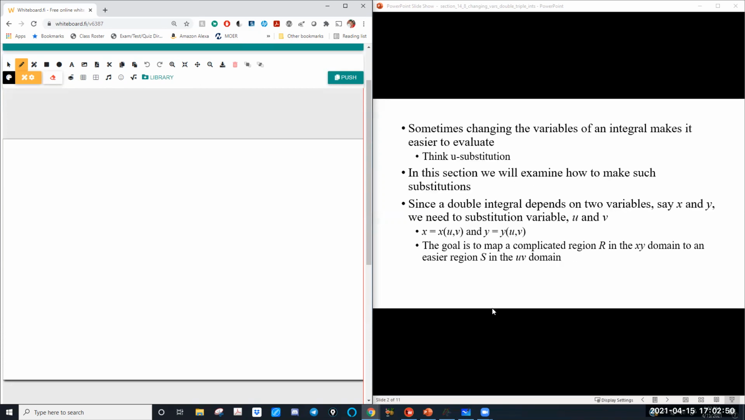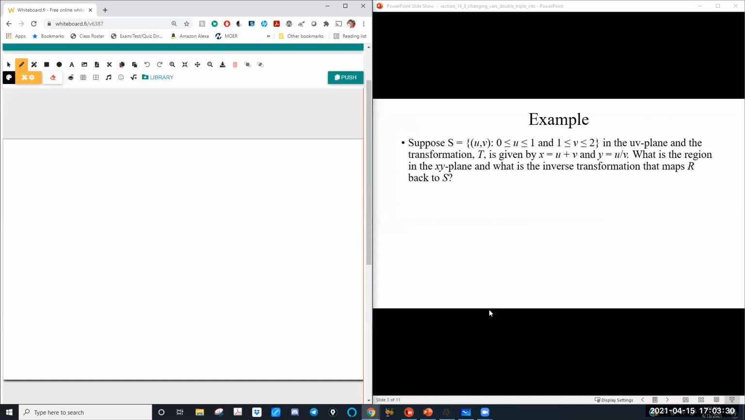All right, so basically, same idea as when we introduced polar, cylindrical, and spherical. Sometimes these other systems, or sometimes making these transformations, makes the integral easier to do. And that could mean one of two things. It could make the limits on our integral, or region that we're integrating over, easier, or it could make our integrand easier, or both. Ideally, both. We want to make things less complicated.